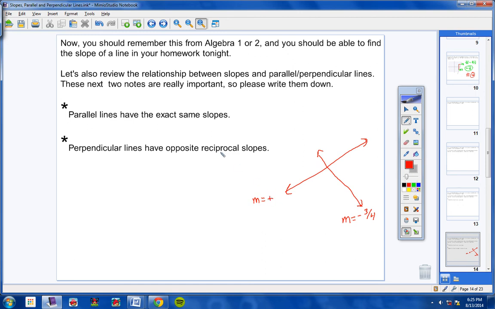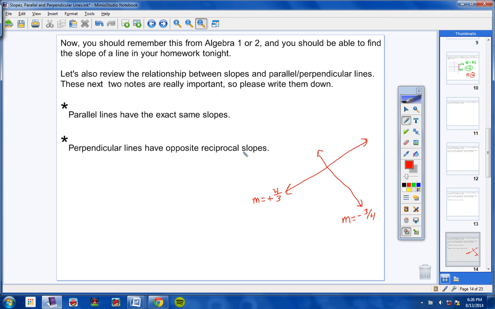And then it says reciprocal. That means you flip this. So if you flip 3/4, you get 4/3. Do you see the relationship of the slopes of perpendicular lines? One slope will be positive and the other slope will be negative, and whatever the slope is, the other slope will be flipped, or the reciprocal, is what we call it. You need to understand that perpendicular lines have opposite reciprocal slopes.